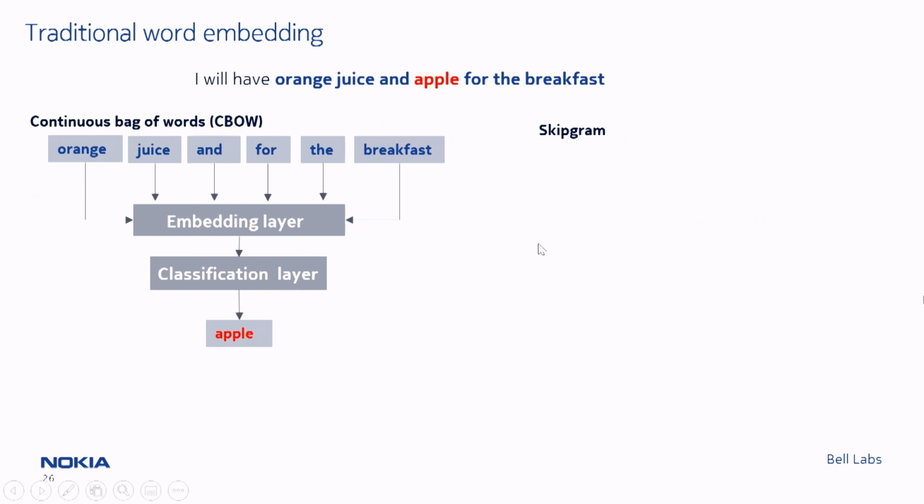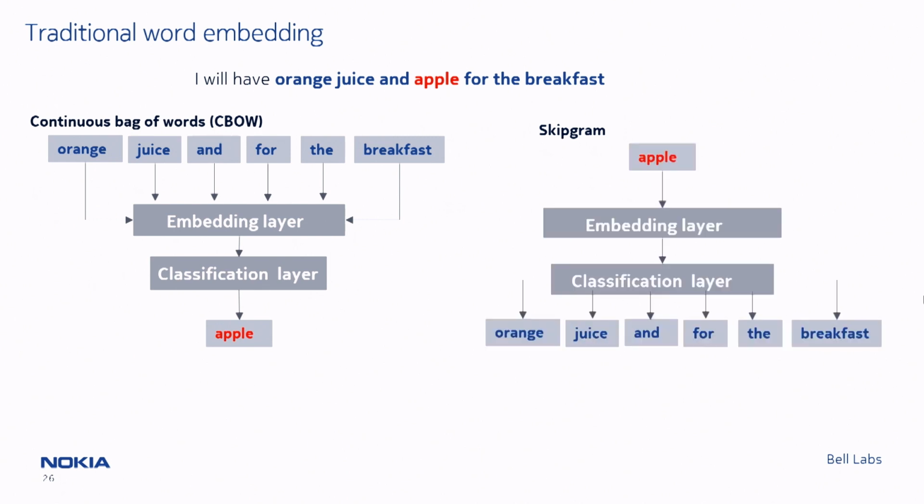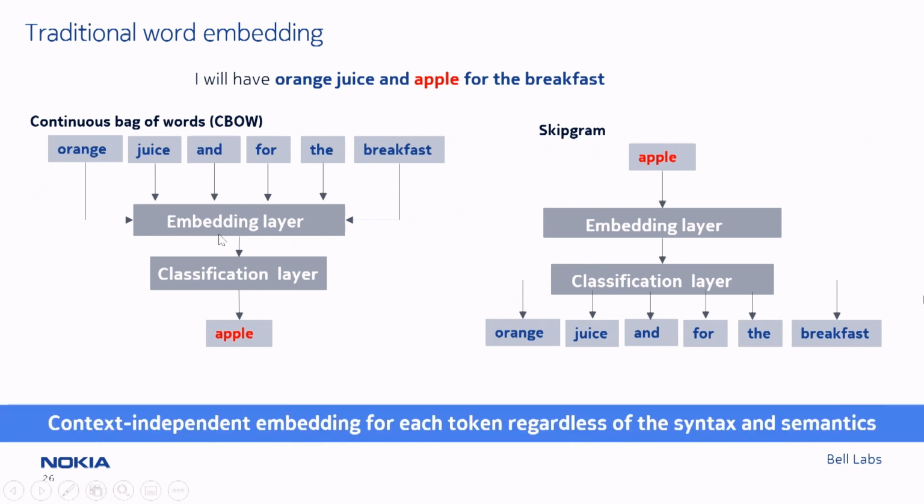The skipgram is similar to the continuous bag of words, except that it's in the inverse direction. From the target word, we try to predict the context tokens. In the literature, it has been shown that the skipgram model works better than the continuous bag of words. But in both cases, we obtain a context-independent embedding for every token, regardless of the syntax and the semantics, which means this embedding does not handle polysemy. Polysemy means that a given token can have different meanings.